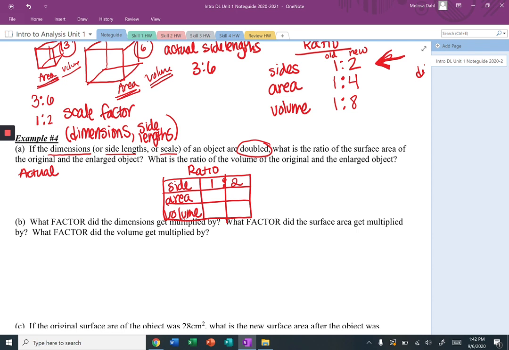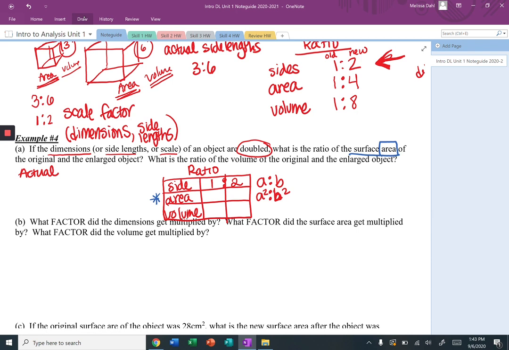Then it asks me, what is the ratio of the surface area of the original to the enlarged object? So when they ask about surface area, that is an area calculation. So it's going to be related to the area information in our chart. Remember what we said in our chart above where we generalize things: if you knew the scale, the area is related to that by the squares of those numbers. That should be a B.